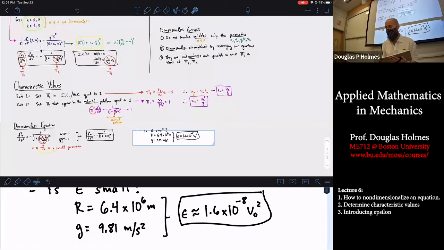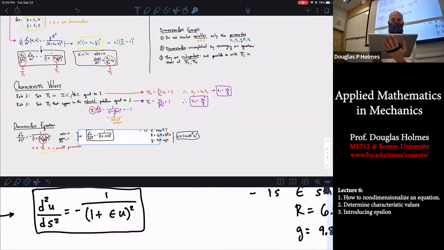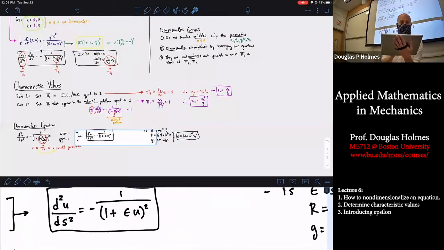So for most projectiles, epsilon is small, and that confirms what we hoped to find, that this was in fact the right way to nondimensionalize it, and that it was reasonable to say the reduced problem would involve throwing it out because it's probably small. Questions?